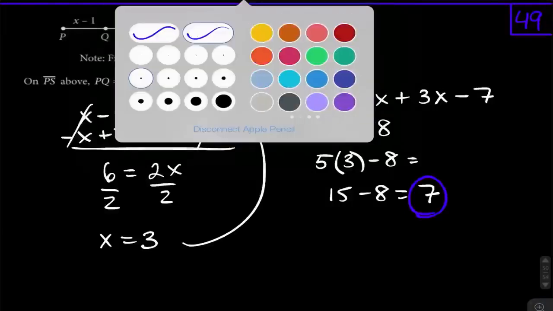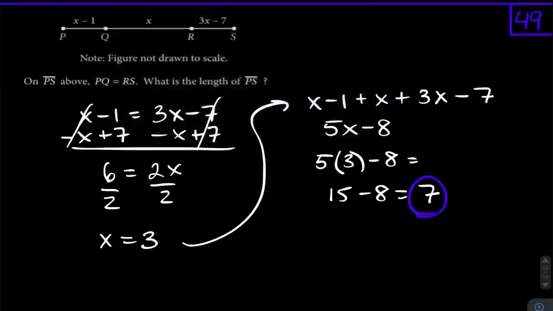So, pretty straightforward problem. I think the hardest part of this problem is realizing to set x minus 1 equal to 3x minus 7. If you understand how to do that, this problem is pretty quick and easy.